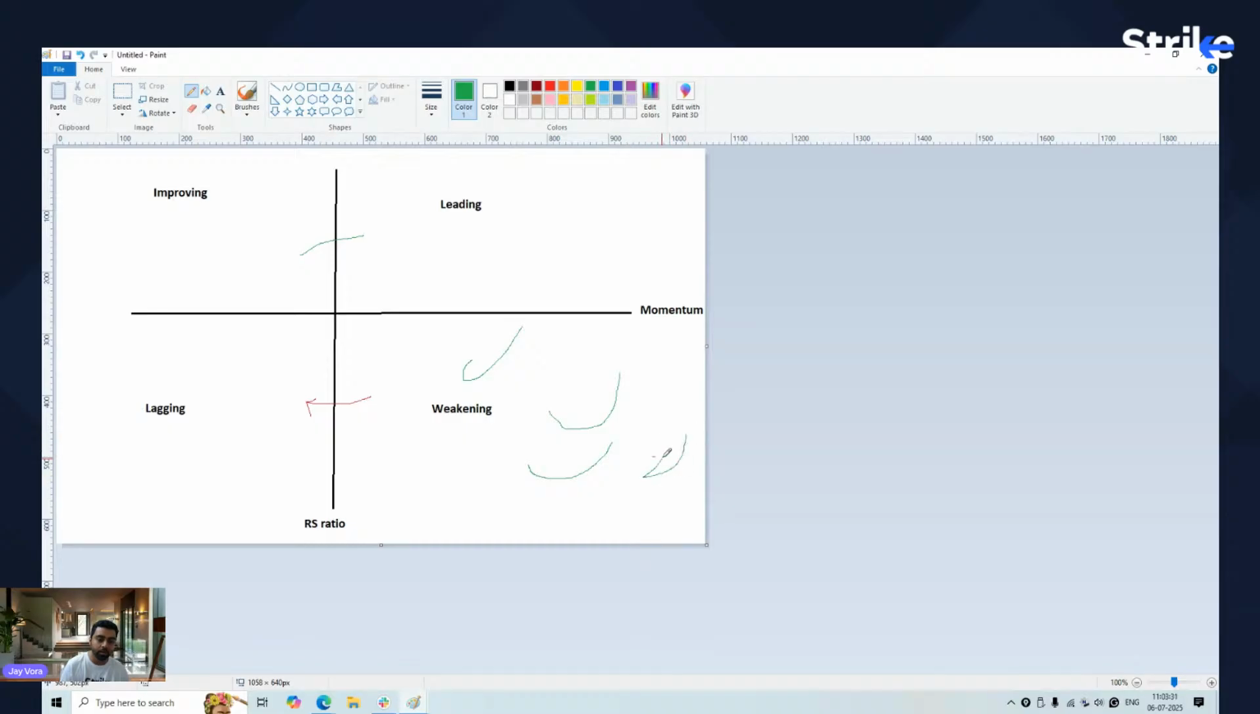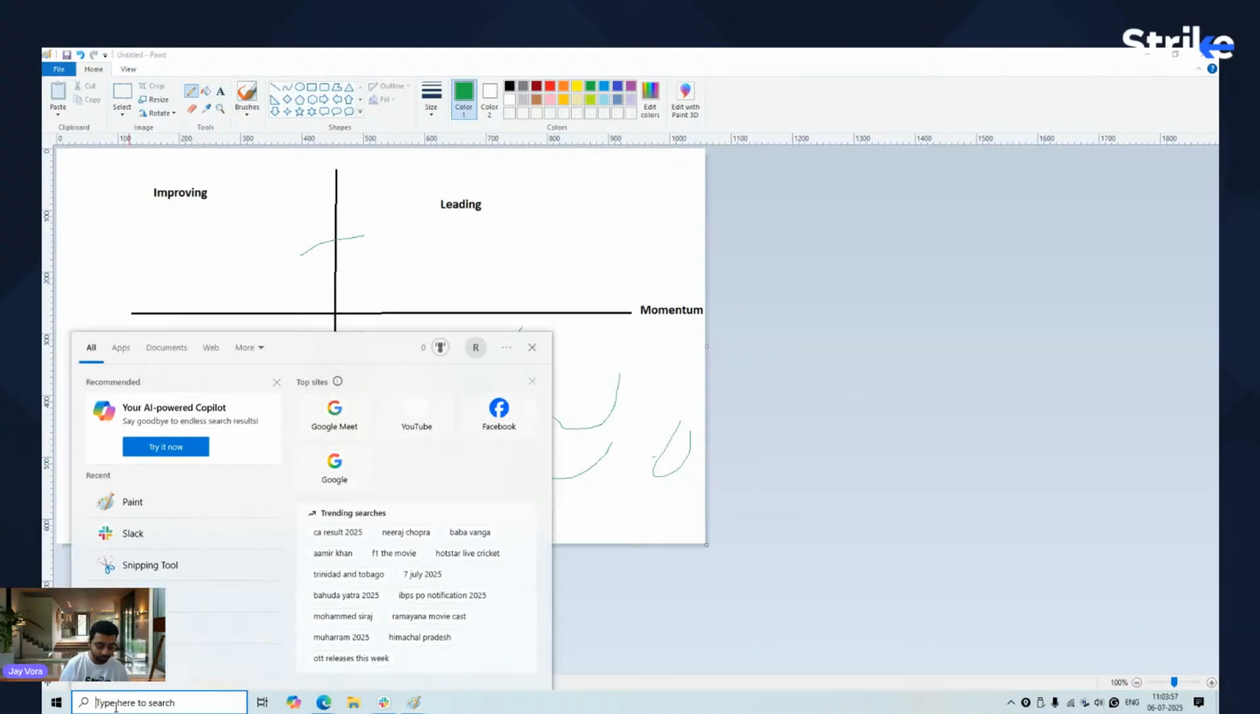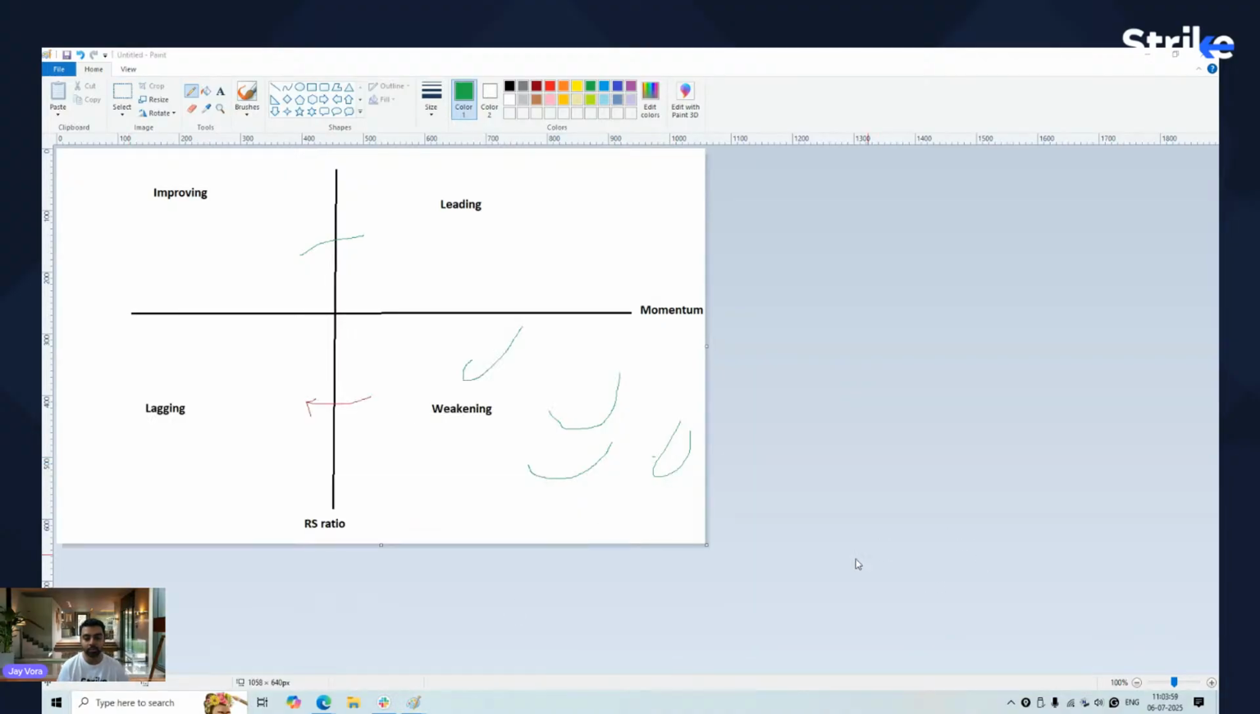If something is happening like this, then nothing like it, because it means the outperformance is very good and the momentum is also good. That's why this is rising higher, and the RS ratio is also improving, and that is why it is going towards the northeast side. So these are typically very good setups. Now I'll tell you why these are very good setups.